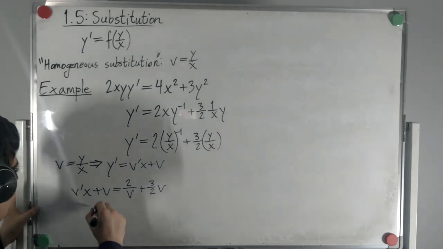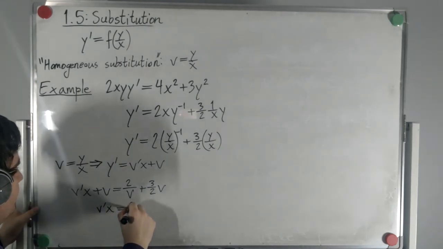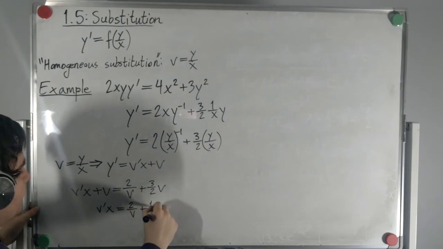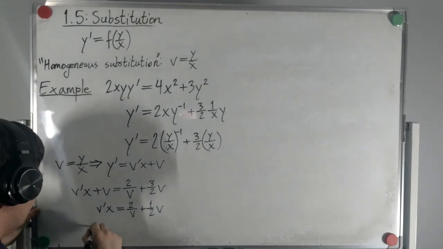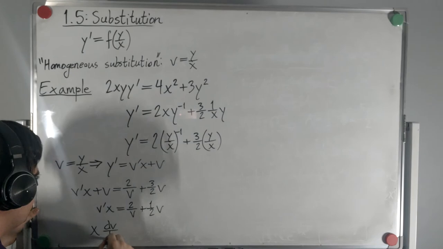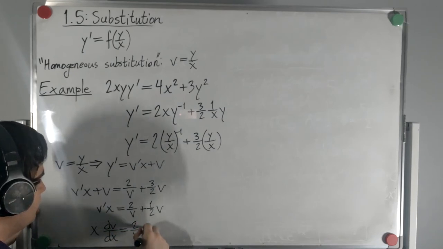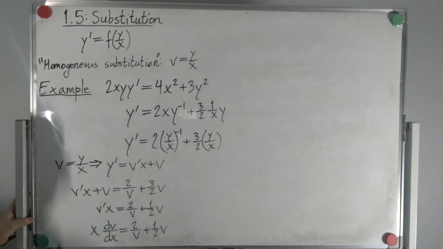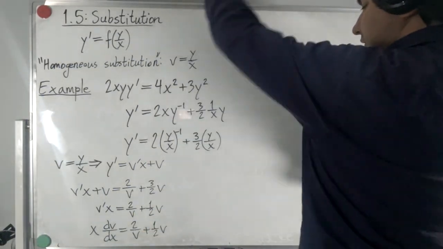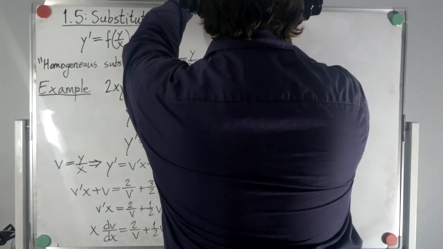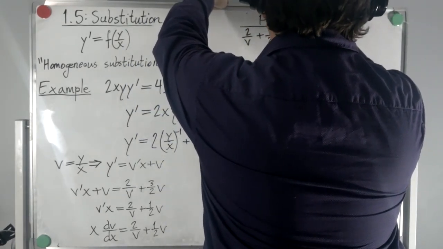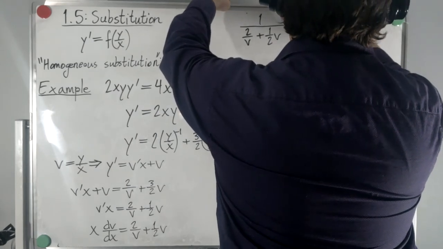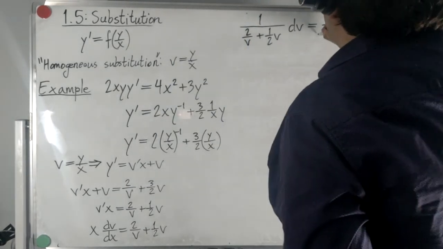Subtract v from both sides, and we get v prime x equals 2 over v plus 1 half v. And now this is separable. So we have x dv dx equals 2 over v plus 1 half v. You separate variables, and we get here 1 over 2 over v plus 1 half v dv equals 1 over x dx. And these are now integrals.